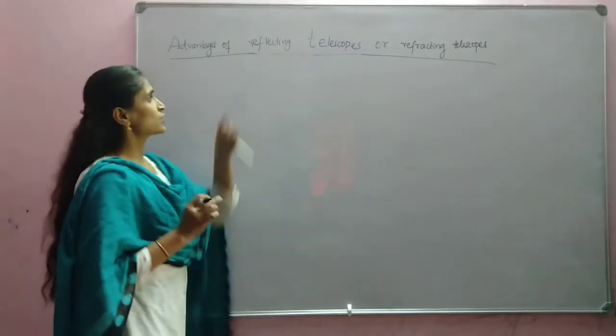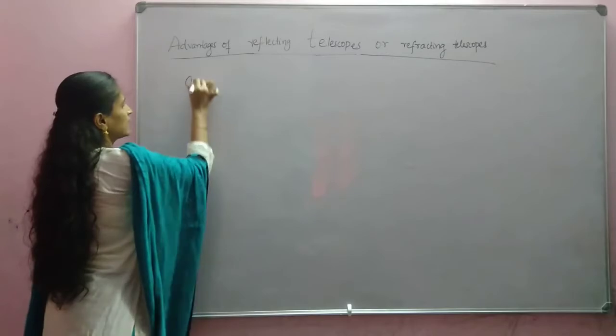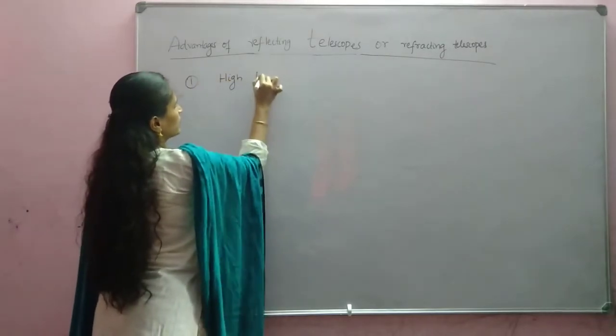The advantages of the reflecting telescope over the refracting telescope. The first advantage is high light gathering power.